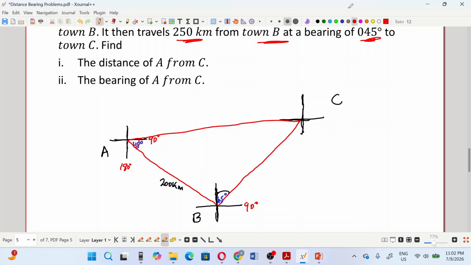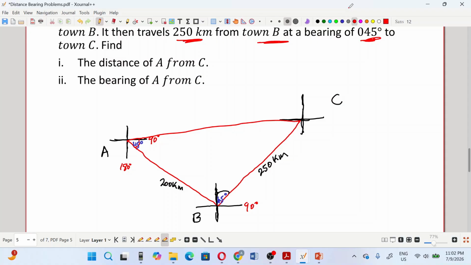Right, so based on the information that has been given us, this is 250 kilometers, because it says the distance between B and C is 250 kilometers, right? So we have our rough diagram here. So what are we supposed to do? Let's look at the I. What does the I say? Find the distance of A and C. So to find the distance of A and C, we have to go back to the rough diagram we have. It's actually a triangle, right?